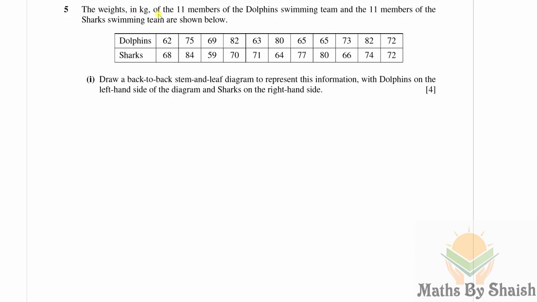The weights in kg of 11 members of the dolphin swimming team and the 11 members of the shark swimming team are shown below. This is the data for the dolphins and this is the data for the sharks. The first question is to draw a back-to-back stem and leaf diagram to represent this information with the dolphins on the left hand side. So dolphins will be on the left and sharks on the right hand side, and the key we will get from here.